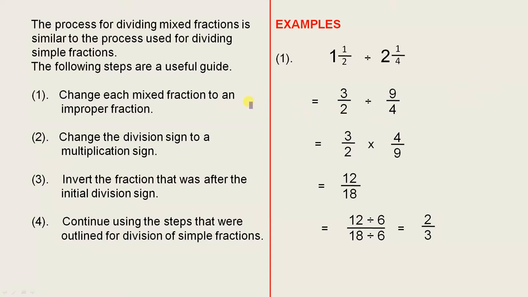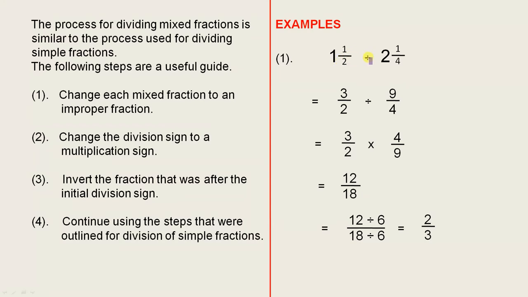Number 1. Change each mixed fraction to an improper fraction. Number 2. Change the division sign to a multiplication sign. Invert the fraction that was after the initial division sign. Continue using the steps that were outlined for division of simple fractions. Let's look at some basic examples just to illustrate this process.